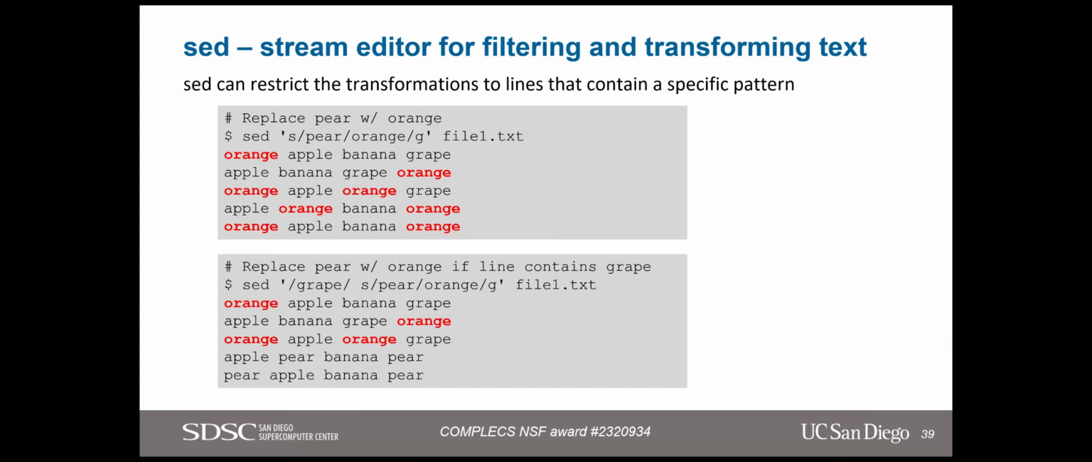So you can restrict the transformations to lines that only contain a specific pattern. In the top one, we're going to do it globally on every occurrence that happens. So every time we see pair, we replace it with orange. But what if we don't want to do it on every single line, but only on lines where grep appears? Grep can appear anywhere in the line, but we can still replace pair or orange regardless if it occurs before or after.